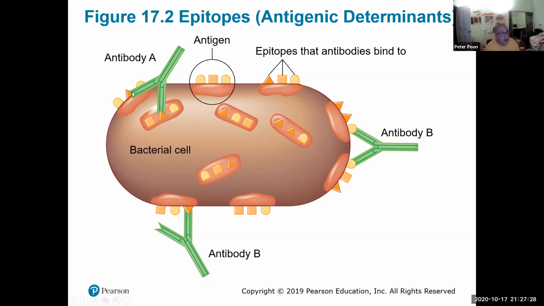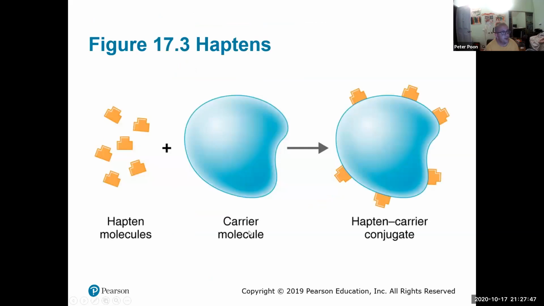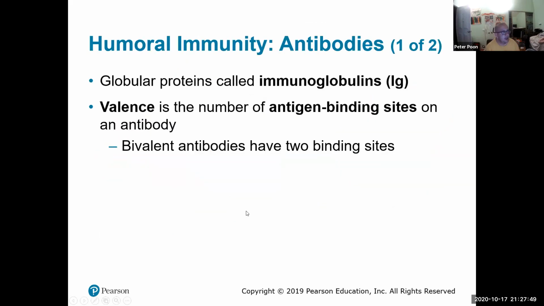So like antibody A will attach to the triangles. Antibody B will attach to these little things right here. Antibody C will attach to the squares, etc., etc. This is happening. Antibodies are a bunch of proteins called immunoglobulins.